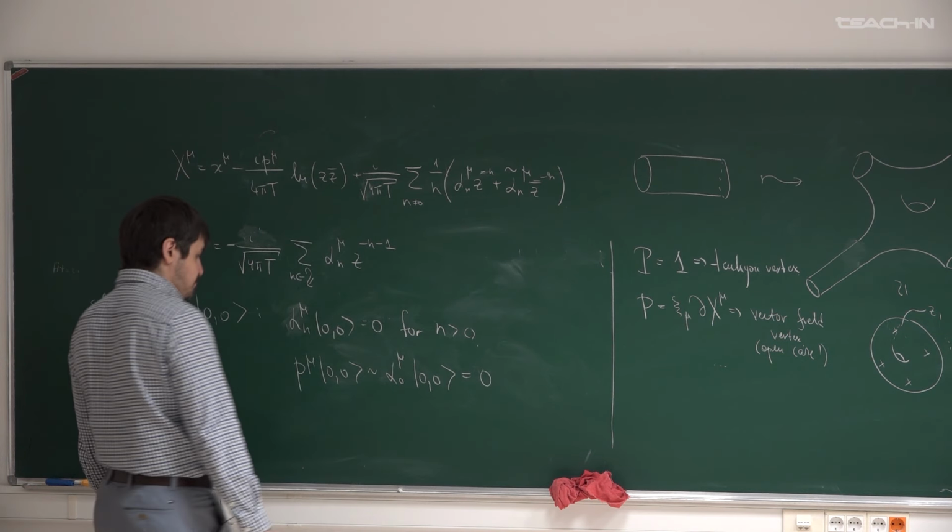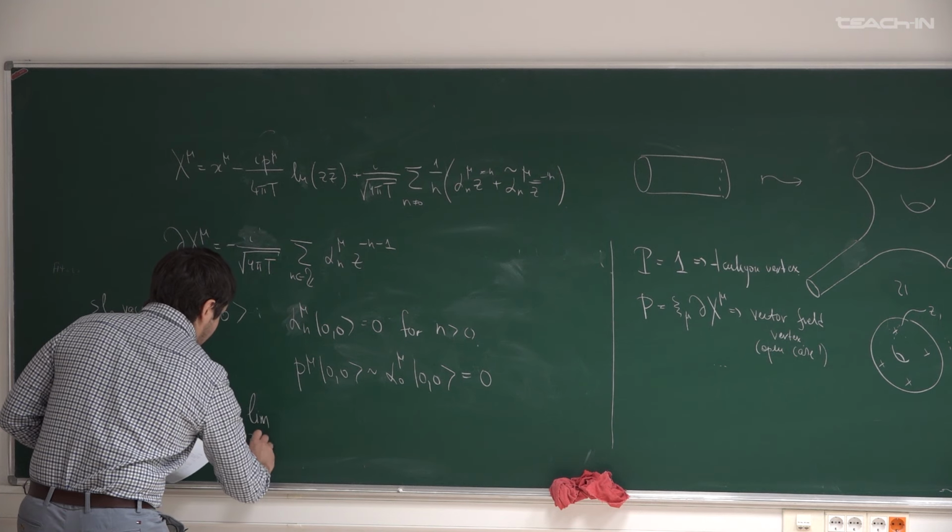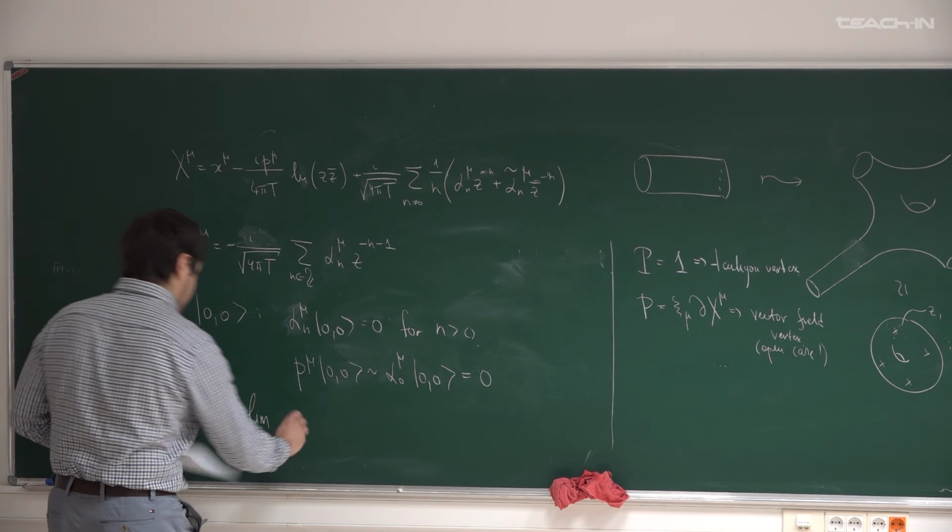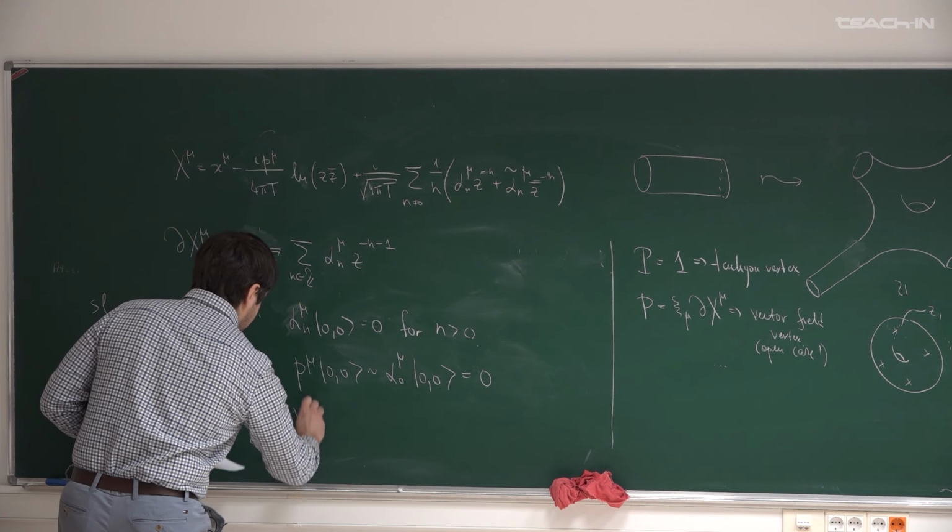So if you consider this state, so for example, you find that the limit of z to 0 of this dx mu acting on this state gives you minus i over square root of 4 pi t alpha minus 1.